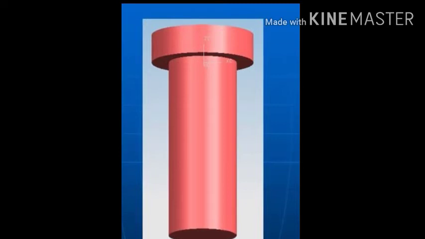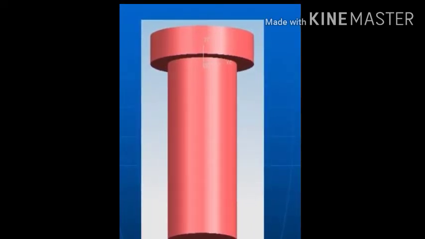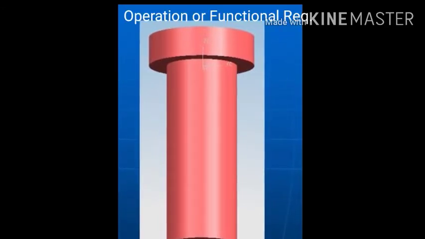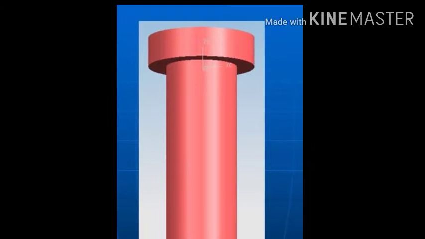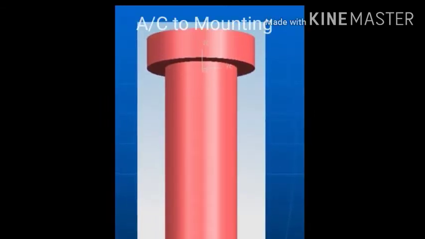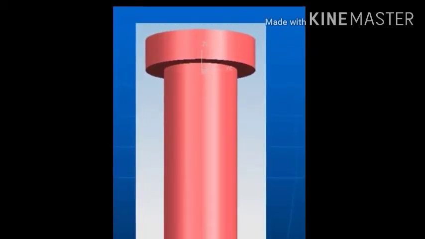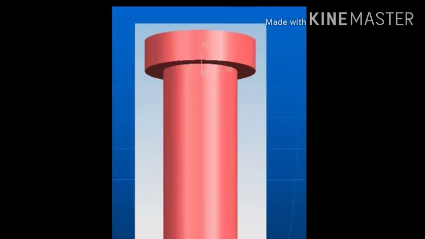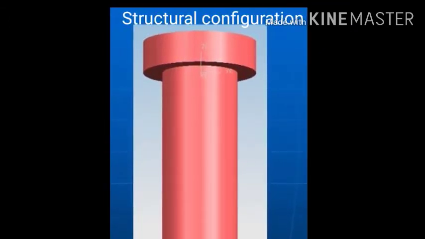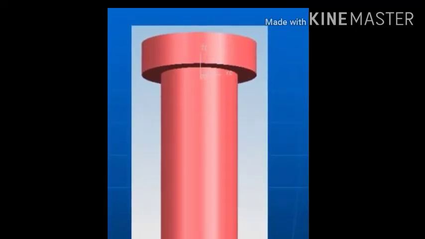How can we classify the punches? Punches can be classified according to the operation or functional requirement. That is the first thing. Second, classification as per the mounting of the punches. Third, the characteristic structural configuration of punches. So, we can classify according to these three main basic areas.